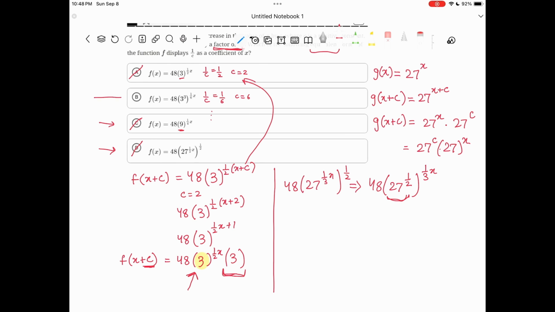So that leaves us with option B, which shows 27 within the bracket, and hence we are confident that this will represent 27 as a factor of f.